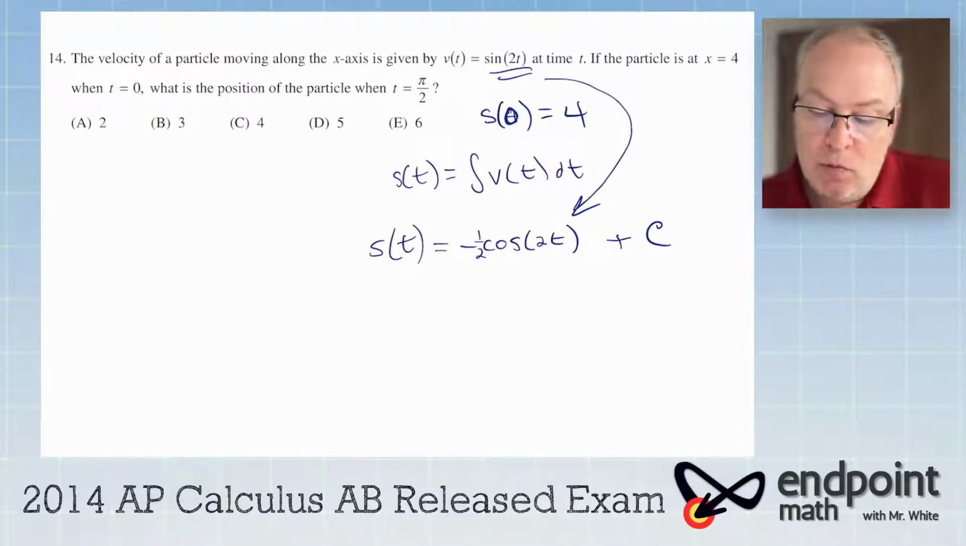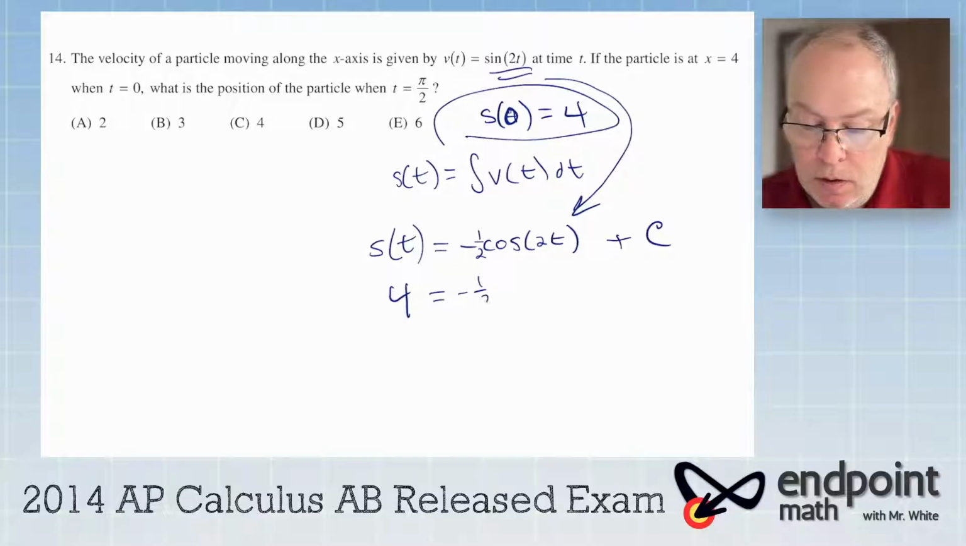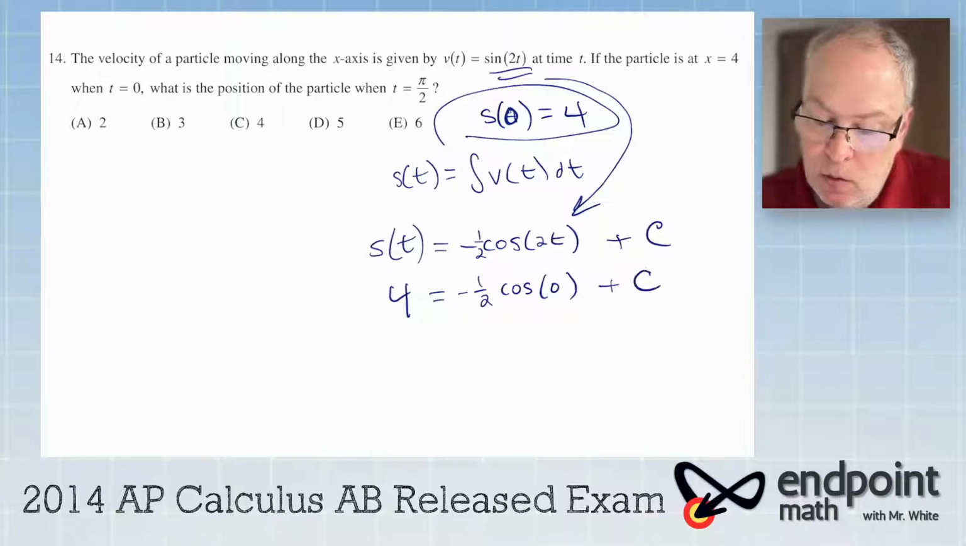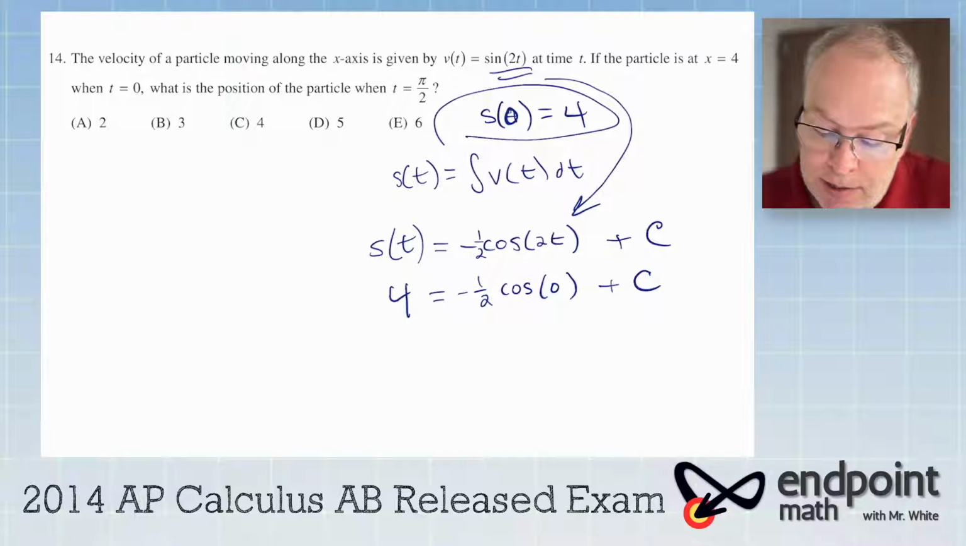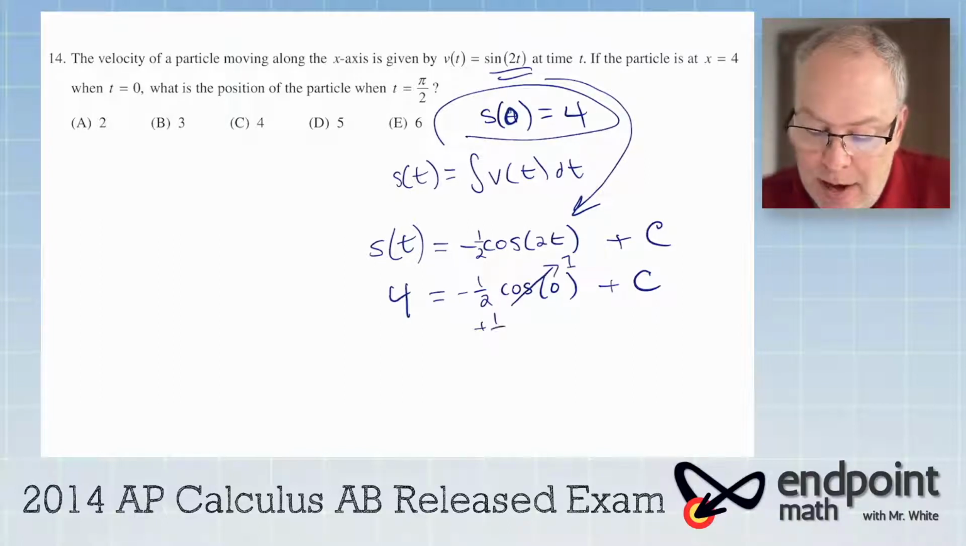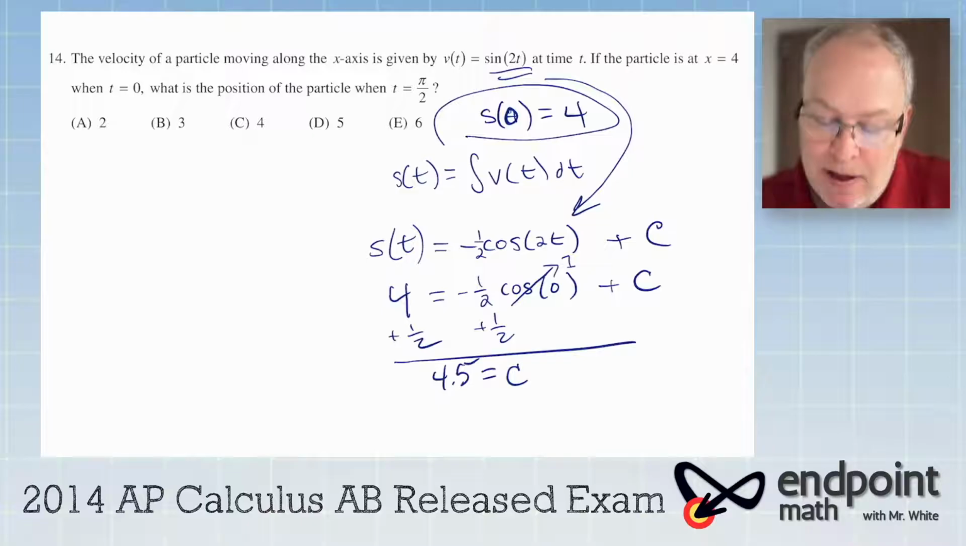All right, now they gave us one of the data points. They said 4 is the output when you put 0 in here, and of course 2 times 0 is 0, plus c. What is cosine of 0? Again, no calculator section, so you're supposed to have that memorized. That's 1. So we then add 1/2 to both sides. We see that c is, I'm going to use decimals here, 4.5.